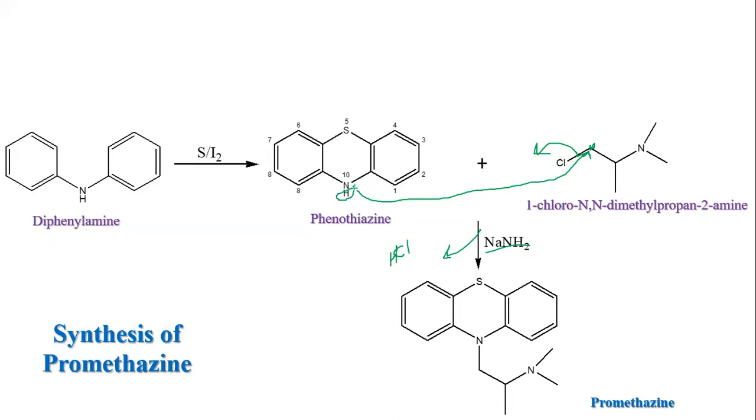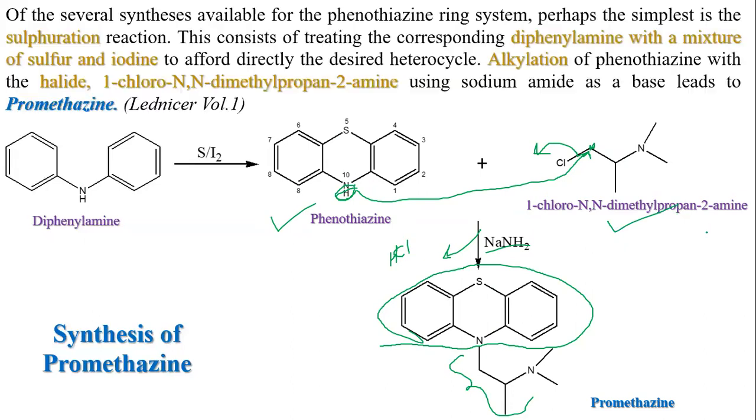So this proton will be abstracted by the base, and then there is an elimination of this good leaving group. So if I split this structure, the main skeleton is coming from the phenothiazine moiety, and the side chain is coming from the halide, that is 1-chloro-N,N-dimethylpropan-2-amine. When these two react with each other in the presence of sodamide, we get promethazine, which is basically an H1 antagonist. Thank you.